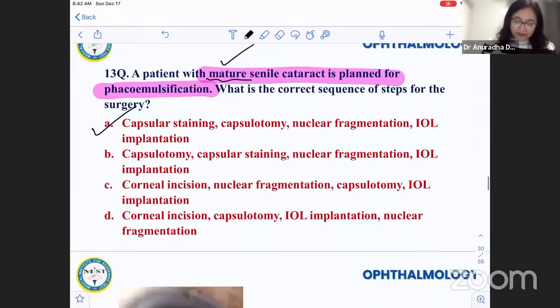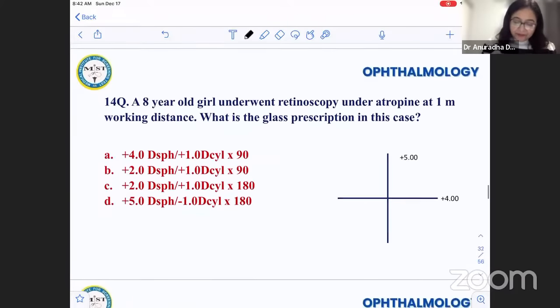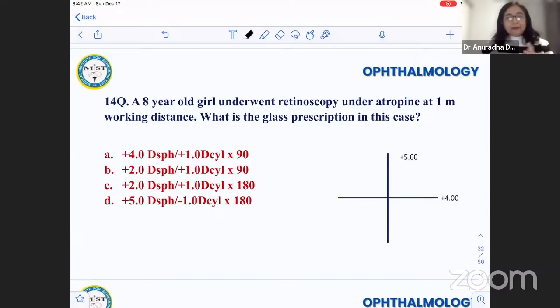Right? Okay. Moving on to the next question. So this is your refraction question. Again, in most of the past exams, a question based upon refraction has been coming. So don't miss that topic. So let's do that.